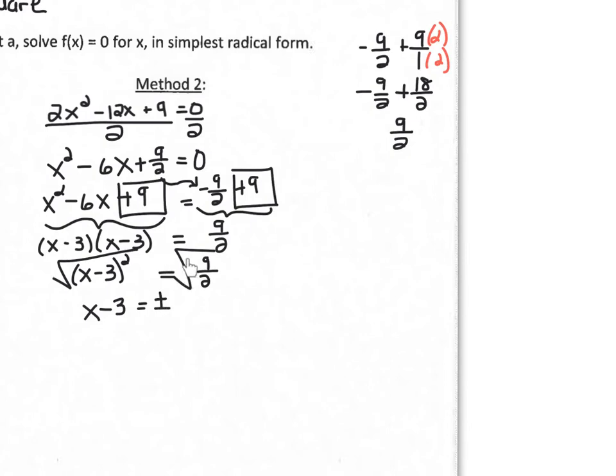And when we take the square root of a fraction, remember, we take the square root of the top and the square root of the bottom. So I could think about this as radical 9 over radical 2. Okay, so let me bring down the x minus 3 equals plus and minus. So now the square root of 9, that is a perfect square. The square root of 9 is just 3, so I'm going to write that as 3. And then radical 2, well, 2 is not a perfect square, and radical 2 doesn't simplify, so I'm going to leave that as radical 2.